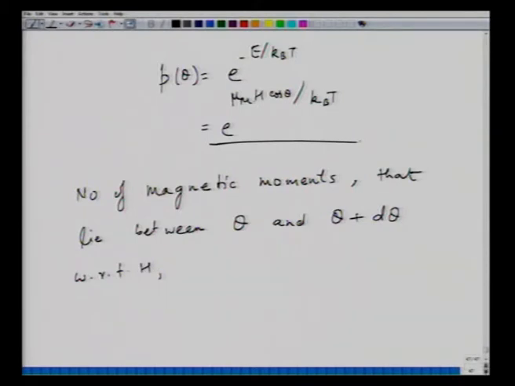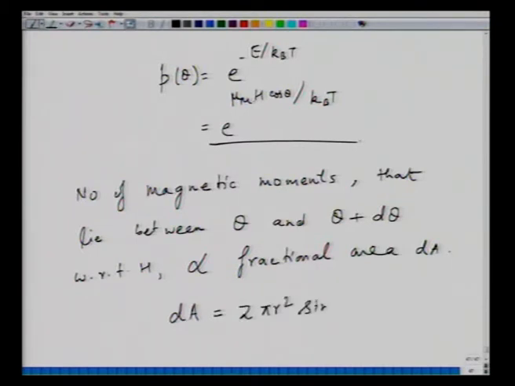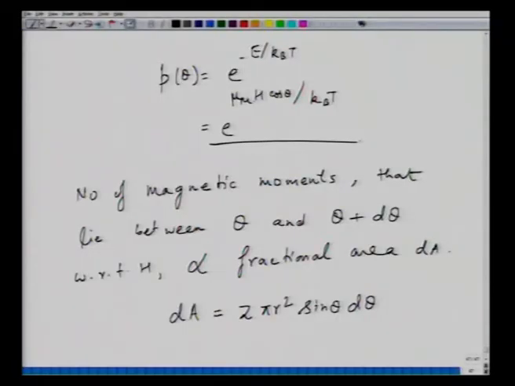So the number of magnetic moments lying between the angle theta and theta plus d theta is proportional to this fractional area dA, and this dA can be calculated from the solid angle as 2 pi r square sin theta d theta, just in a similar way as we did in the dielectric material.